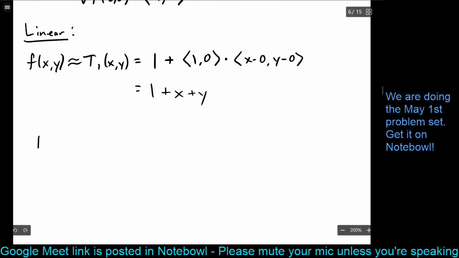So we need the Hessian, which is, remember, all the second derivatives.